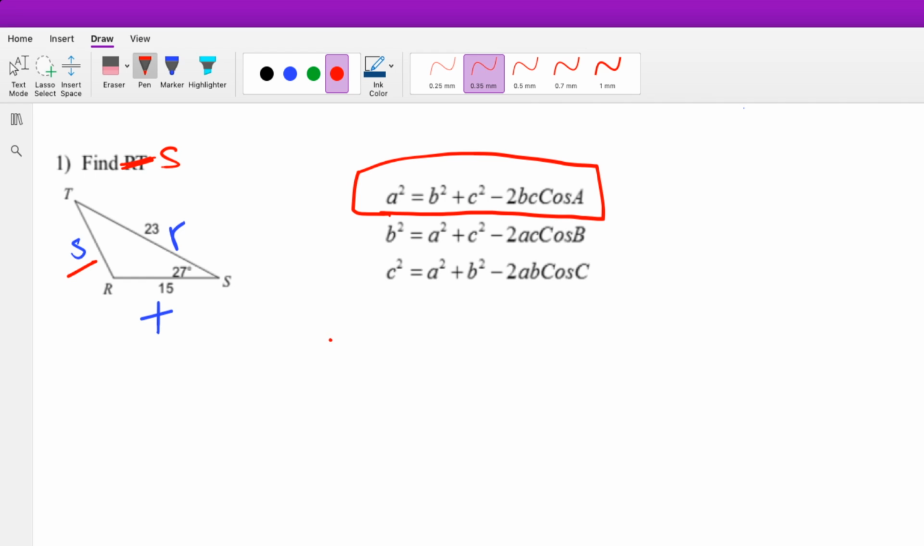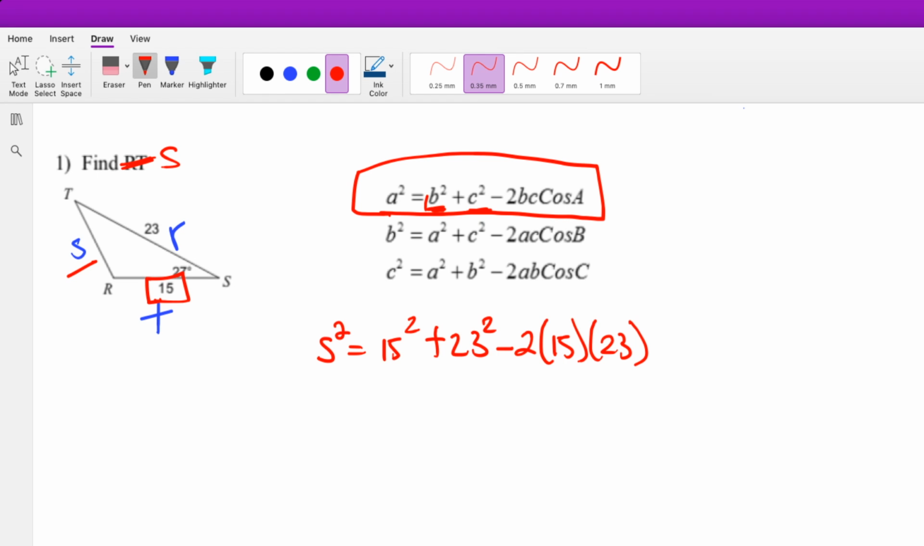So, S, what does the formula say? S squared equals B squared plus C squared. We're going to pick a side length. We're going to name this B for the time being if you want. That's going to be 15 squared plus 23 squared minus 2, B is 15, C is 23. And I'm calling them B and C because that's what's in the formula, but technically it's S, R, and T. It doesn't matter what you label these things. As long as you do the proper steps, you can label it potatoes, apples, whatever you want.